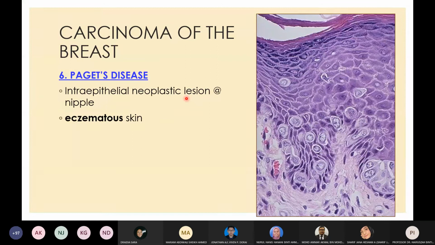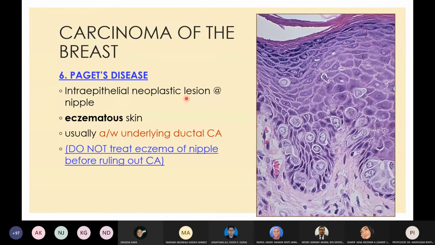So if you are a GP or in an outpatient department, seeing a lady complaining of an eczematous skin lesion of the breast, be careful. You don't simply treat it as eczema, give steroid and off you go. Cannot. You have to explore further and investigate, because Paget's disease presents with a skin lesion, usually associated with some underlying ductal carcinoma nearby, even though the patient does not present with any lump.